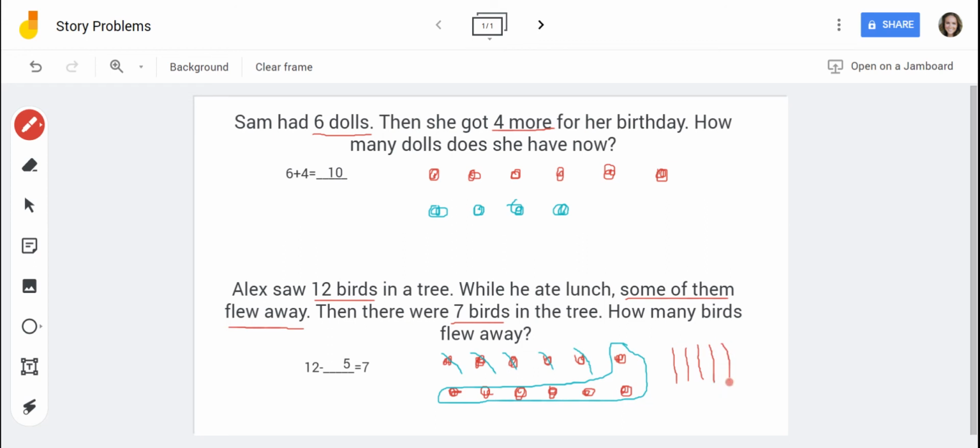So 5 plus 7 is 12, which means that our answer should be correct because that was the part that we were missing. Remember, each subtraction or addition equation has 2 parts and a whole. So here's our 2 parts, and here's our whole, our 2 parts that add together to give us our total. So we know that we are correct. So 5 birds flew away while Alex was eating lunch. Those are a couple different strategies that you can use to help you solve subtraction and addition problems.